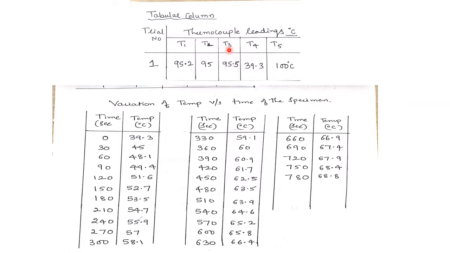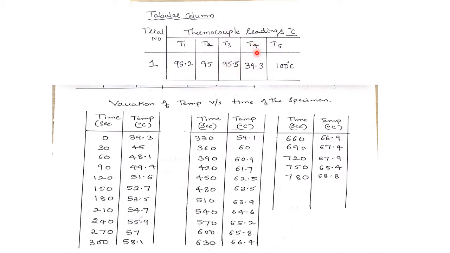So next, in the tabular column we have noted all the readings. That is, T1 temperature is 95.2. Before taking the readings, we have noted down the temperatures. T1 is 95.2, T2 is around 95, T3 is 95.5. That means all these temperatures around the hemisphere are nearly the same. So we have assumed that it has reached its steady state and we have started conducting the experiments.